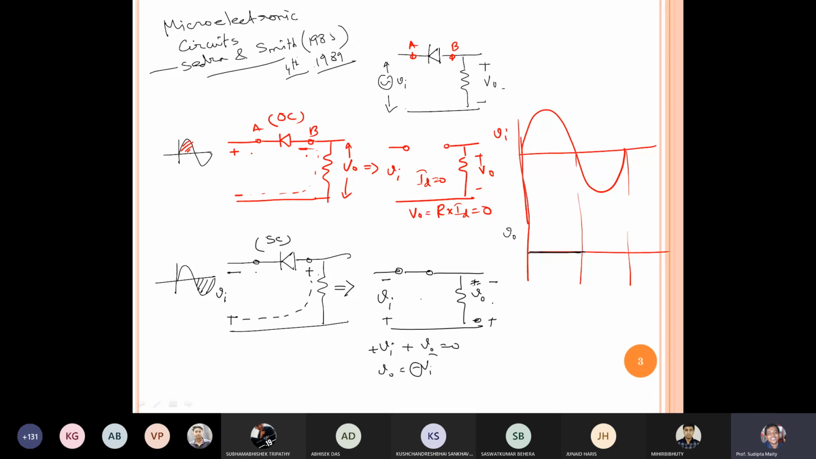Okay, so in this case the total voltage will appear over here. So I will get this amount of voltage. Is it clear?